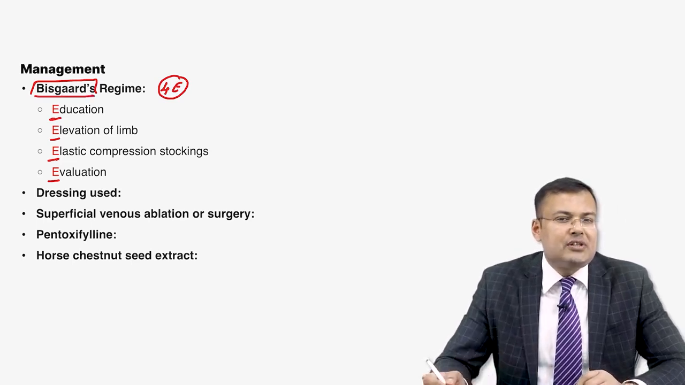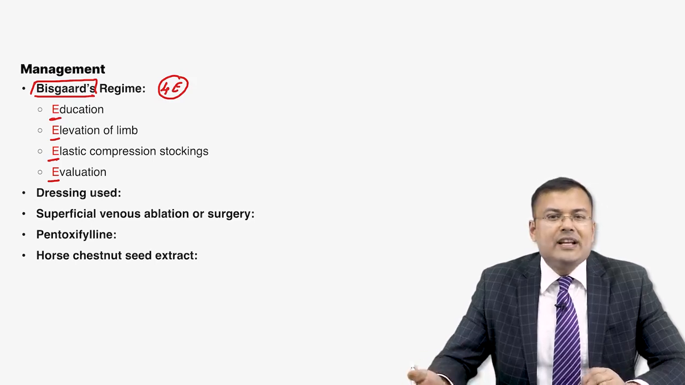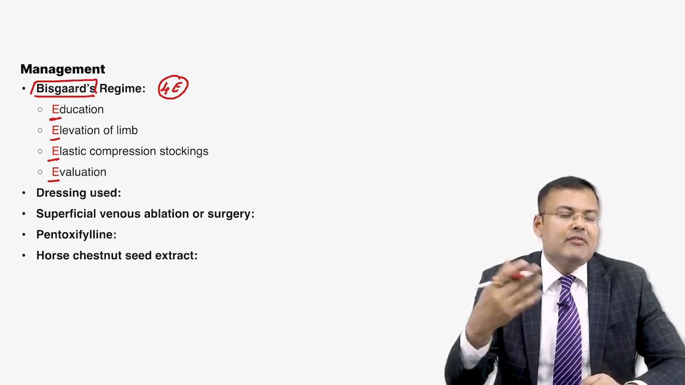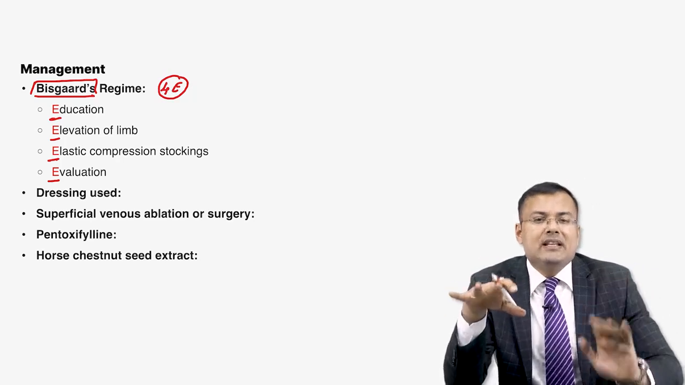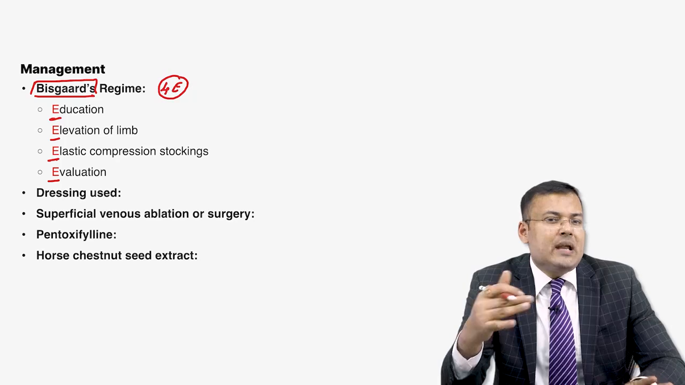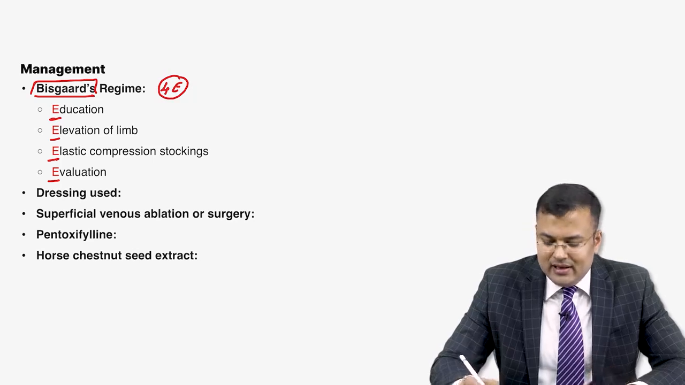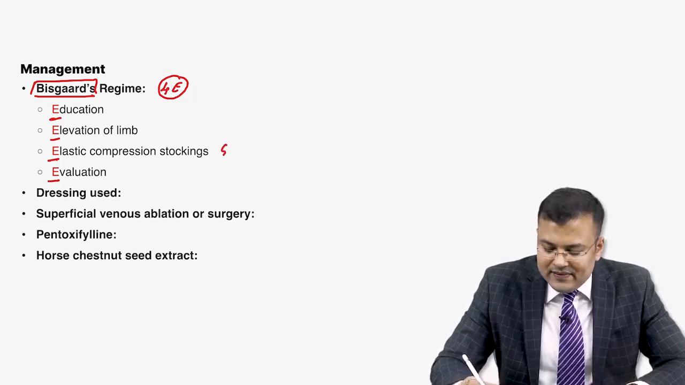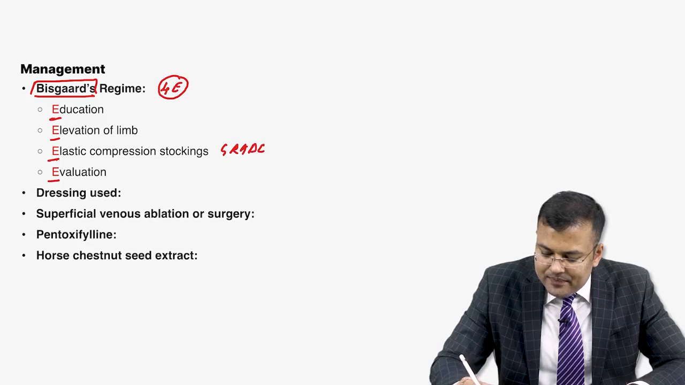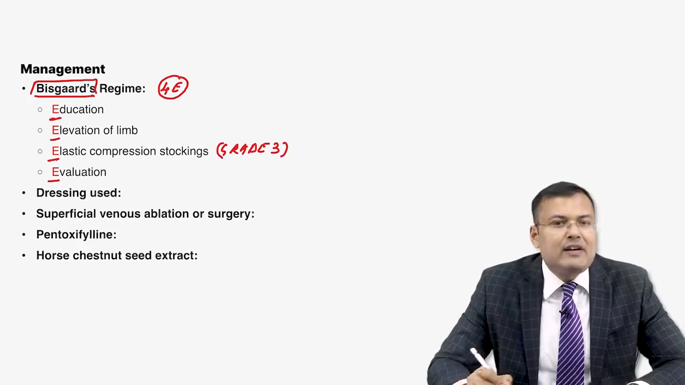First, education of patient. What is the cause and how it can be managed? Elevation of the limb. So we ask the patient that whenever you're sleeping in the night, go for limb elevation. During time of rest, go for limb elevation. Use elastic compression stockings. And which grade? According to British classification? Yes, grade 3. Pressure was how much? 25 to 35.